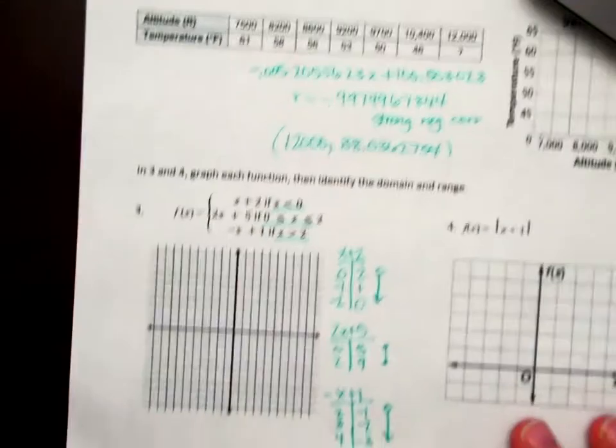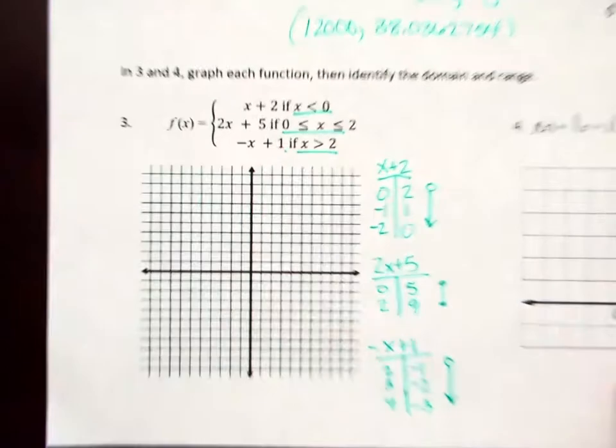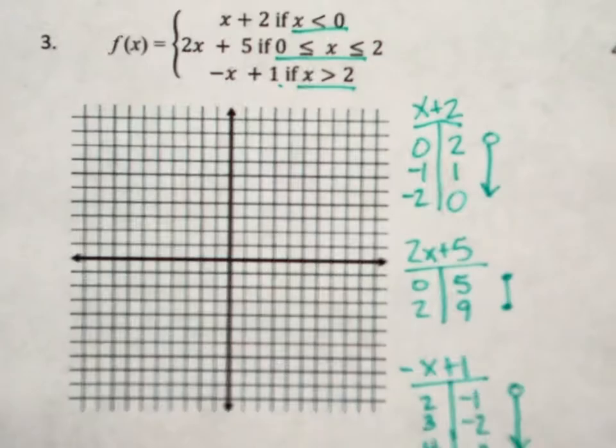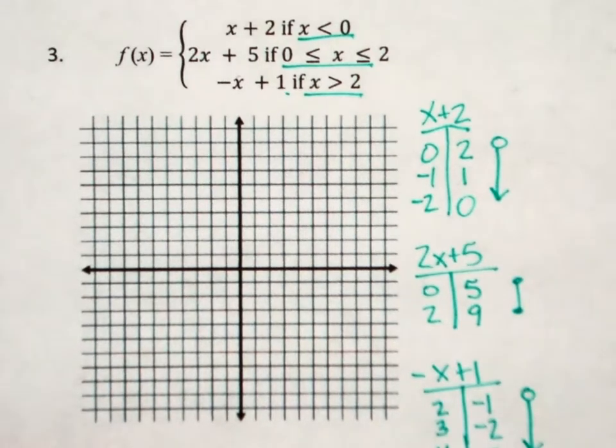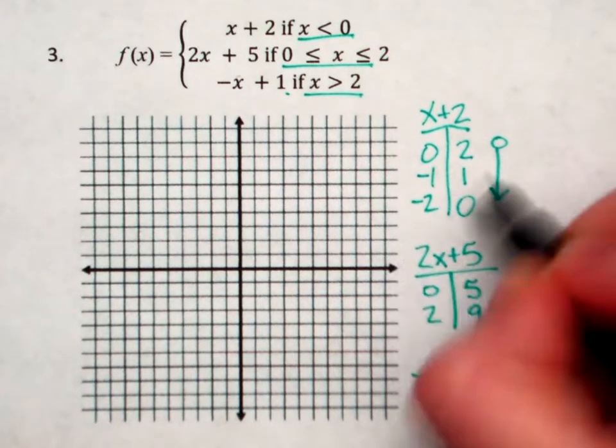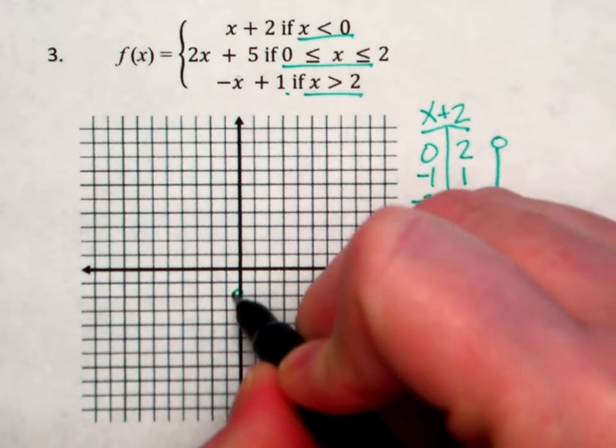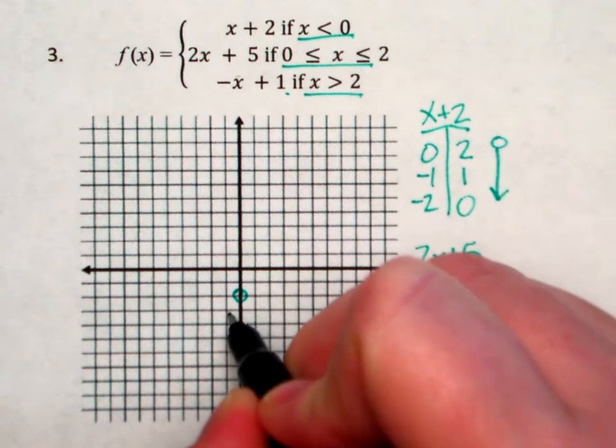So, plotting my points. I'm going to zoom in here so you can see what it looks like when I plot my points. Please disregard sounds if you hear them. 0, 2 is an open circle. And then I'm going to connect points.